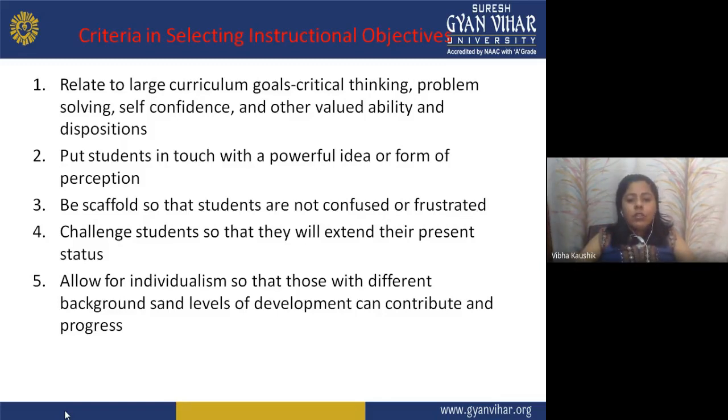Allow for individualism so that those with different backgrounds and levels of development can contribute and progress. Allow for individualism means individualized instruction is very important. We have to give our instructions in such a way that every learner of the class should be satisfied with the instructions. They will progress in a better manner when we are talking about individual instruction, that every learner learns at his own pace. Some students can be average, some below average or above average, and different levels of development can contribute in these activities, participate in those activities, progress and develop themselves.